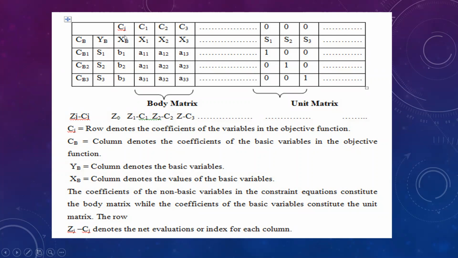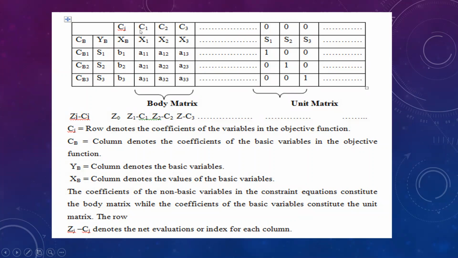Here we have Cj. Cj are the coefficient values, the LHS of the constraints. Whereas the CB column is the coefficient of the basic variables in the objective function. And these are the coefficients of all the basic and non-basic variables in the constraint equation. Now, this Zj minus Cj we will be calculating to get the initial basic solution. So this is the standard format of a simplex table.